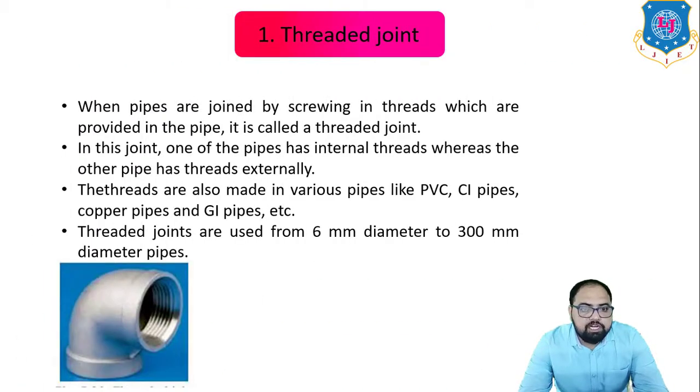The first one is the threaded joint. When the pipes are joined by screwing the threads which are provided inside the pipeline, these are called the threaded joint. In this type of joint, one of the pipes has the internal threads whereas another pipe has the external threads. These threads are also made in various pipelines like PVC, CI pipes, copper pipes, GI pipes, etc. Threaded joints are used for 6 mm diameter to 300 mm diameter pipes. In this image you can see there is one elbow provided with the inner screw threads.